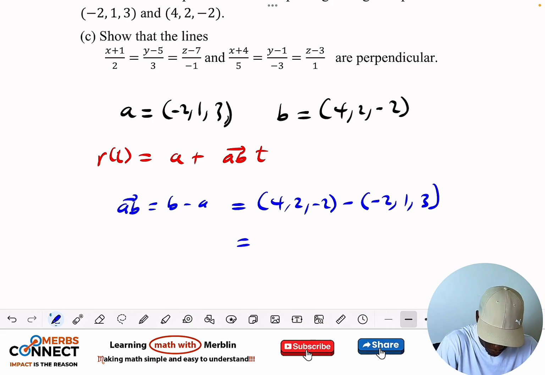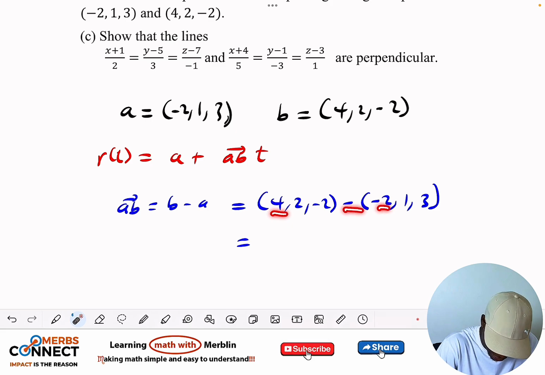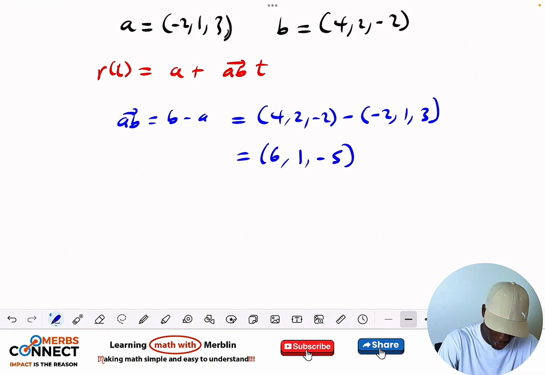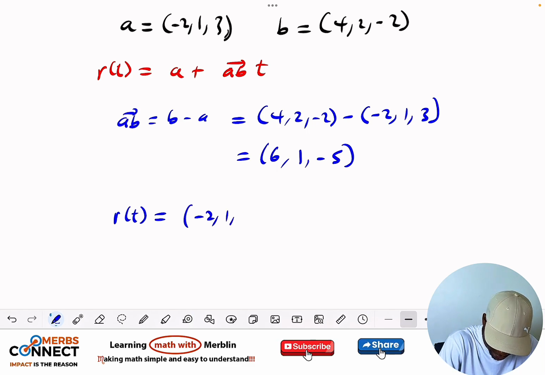So this is going to give us 4 minus minus 2, which is 6, and then 2 minus 1 is going to give us 1, and then minus 2 minus 3 is going to give us minus 5. So this is what you are going to get for our directional vector. So r of t is equal to (-2, 1, 3) plus t(6, 1, -5).